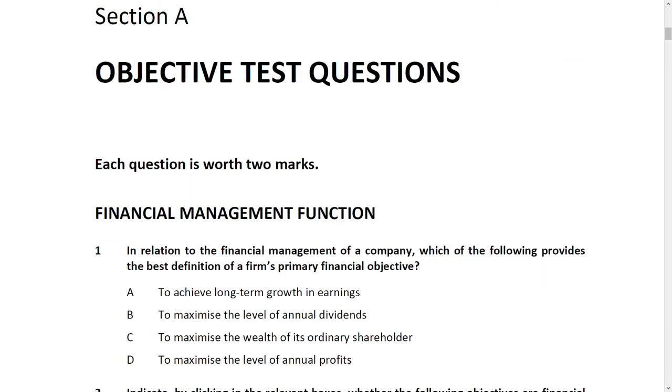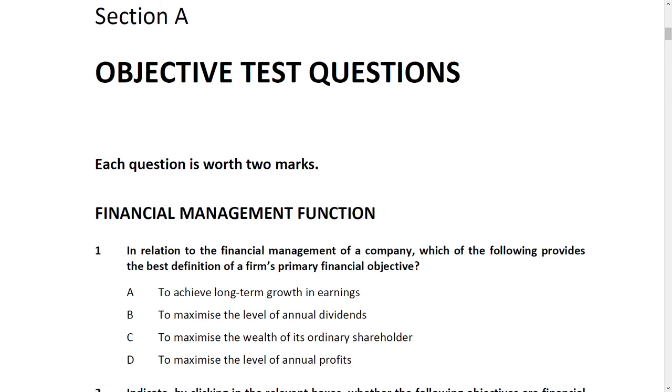This is from Kaplan, okay? From BPP, it might be different. The textbook might be different, but the revision kit, obviously, will be the questions only, so there will be no difference. This is a demo of how your section A questions will look. This is on financial management function.